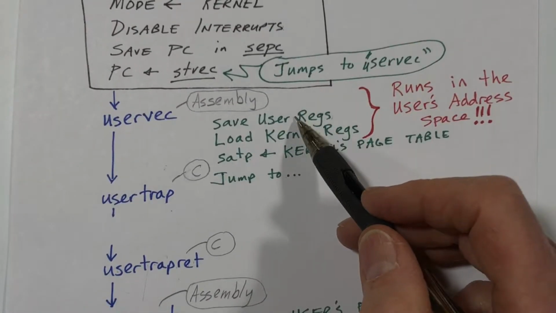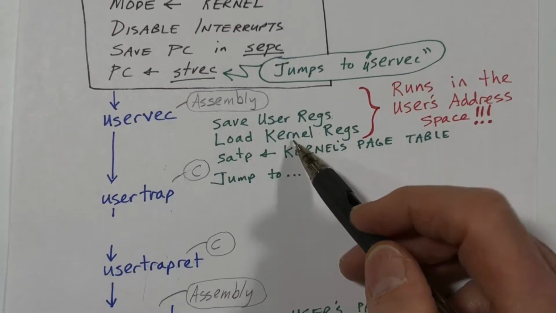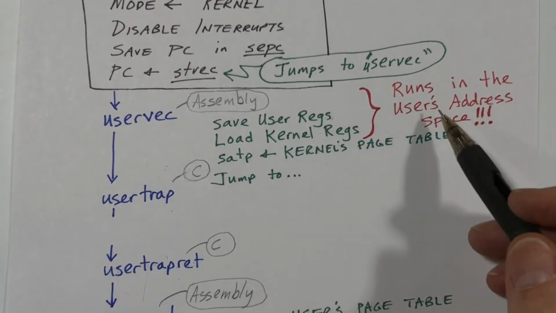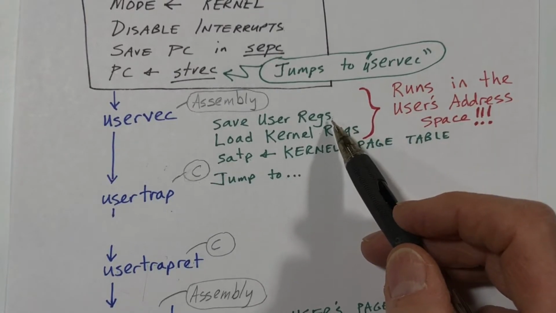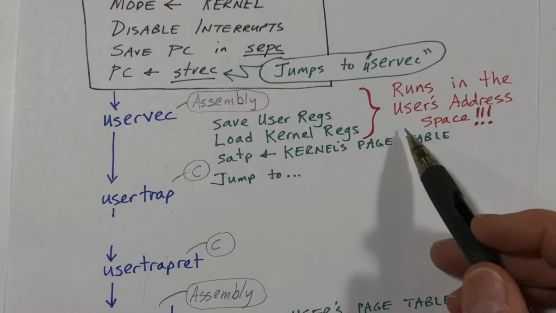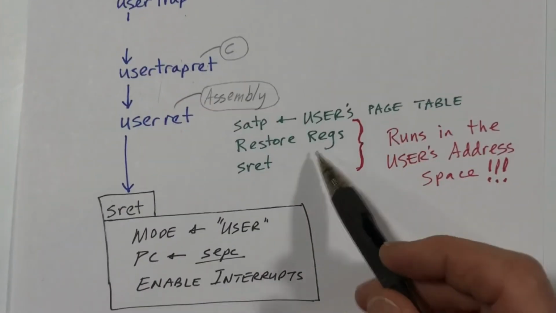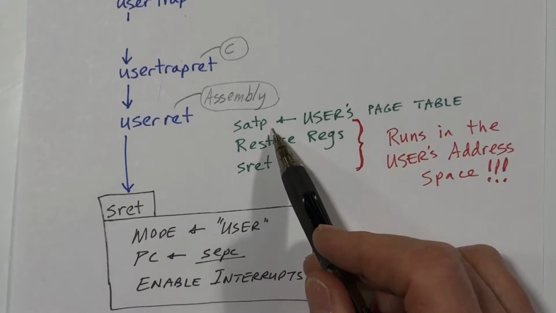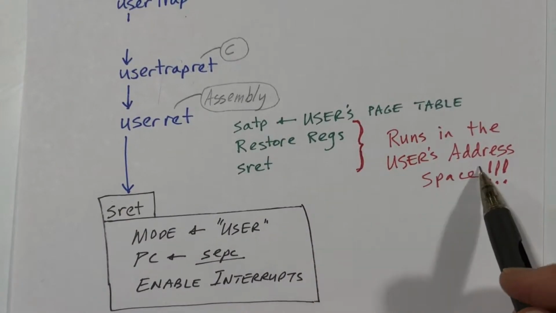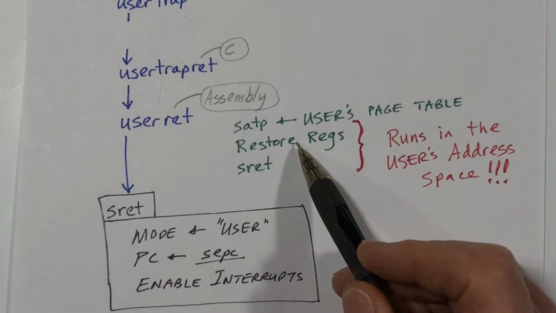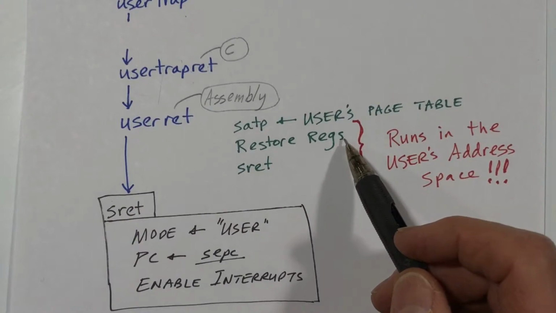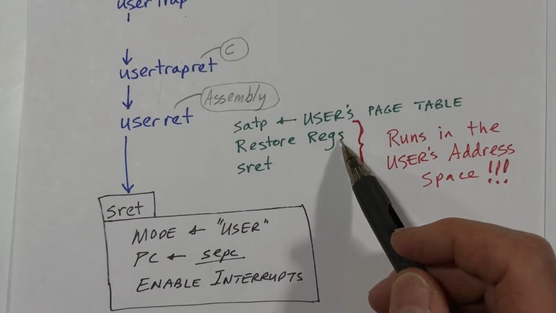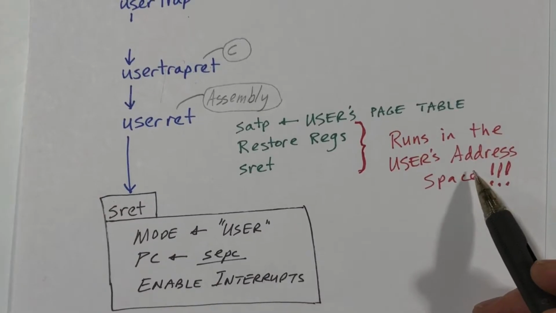So the problem is that the code that saves the user registers and loads the kernel registers is running in the user's address space. So these instructions and the memory locations that they refer to have to be in the user's virtual address space. Likewise, down here, after we restore SATP, we're running in the user's address space. So the instructions have to be in that address space, and the memory locations from which we get the old register contents also need to be in the user's address space.